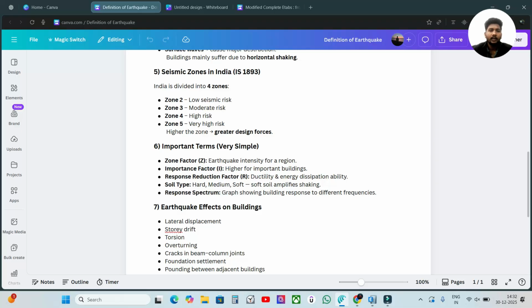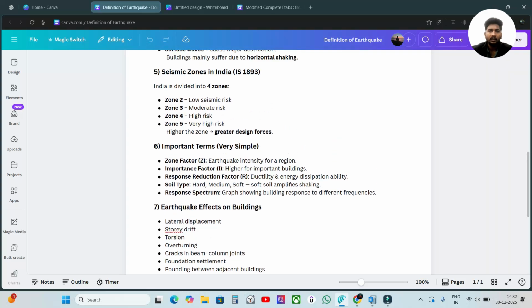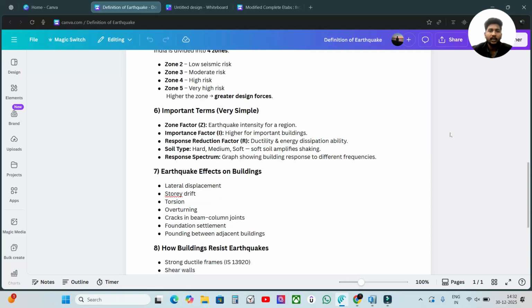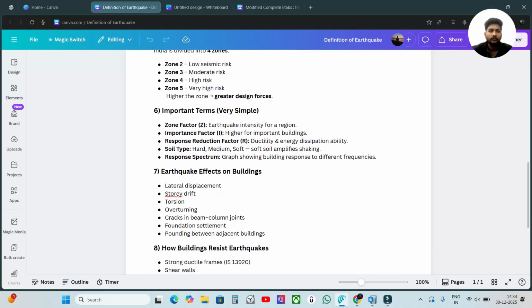Zone 4 is the high risk, and Zone 5 is the very high risk. The higher the zone, the greater the design forces. We need to design the building at a higher zone level, that is Zone 5, very high risk. There we have to design the building very securely, and we have to check each and every aspect of the earthquake load combinations and the load types, in the form of the earthquake.